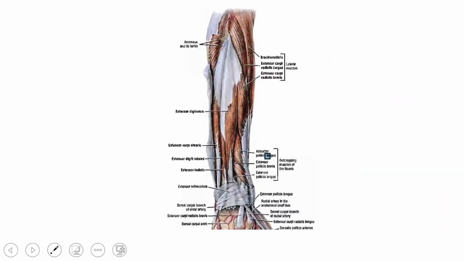This is the dissected view of the back of the forearm, showing the superficial muscles. The muscles along the lateral side, along the radial side of the forearm, are 3 in total: brachioradialis, extensor carpi radialis longus and extensor carpi radialis brevis. Along the middle comes the extensor digitorum, and along the medial border runs the extensor carpi ulnaris along with the extensor digiti minimi.